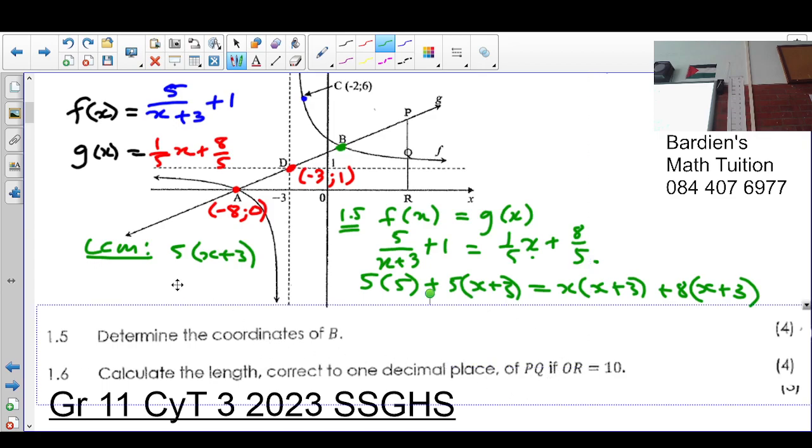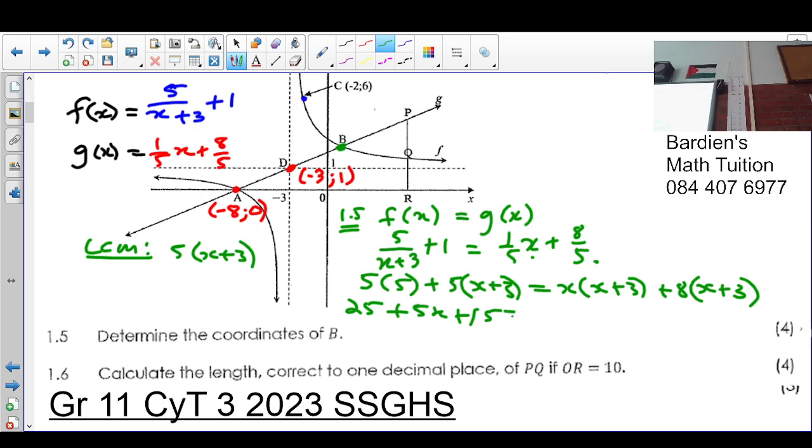So let's go. Get rid of the brackets, so it's going to be 25 plus 5x plus 15 equals x squared plus 3x plus 8x plus 24. We say 0 is equal to x squared. The 8 plus 3 is 11. So 11x minus 5x. What's 11 minus 5? It's positive 6x. 24 minus 25 is negative 1. Negative 1 minus 15 is negative 16.